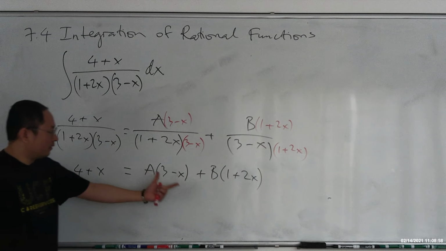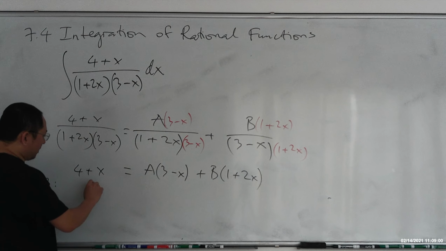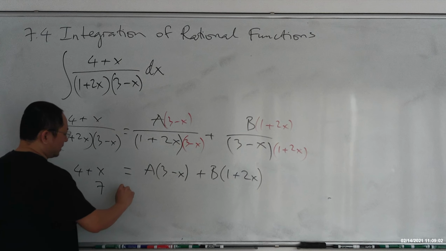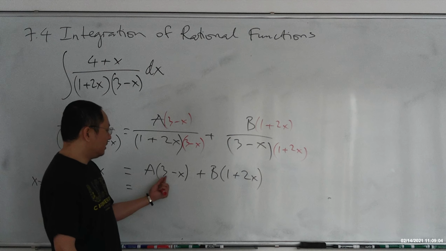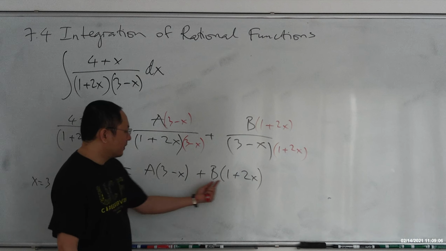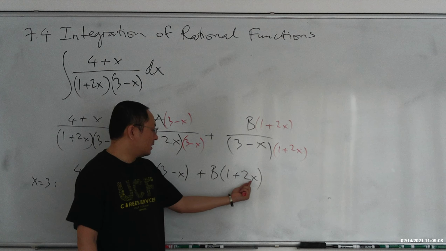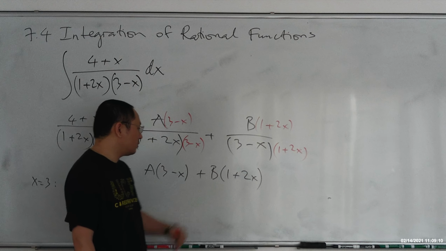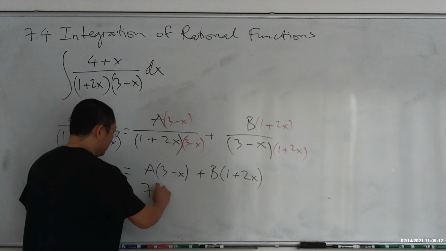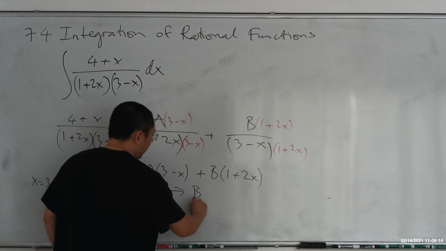Try x equal to 3. I hope I can solve a and b. With x equal to 3, the left hand side is 7. Right hand side, 3 minus 3 is 0, so no a. Here x is 3, 2x is 6 plus 1 is 7, so 7b. So I can solve for b quickly. b is equal to 1.